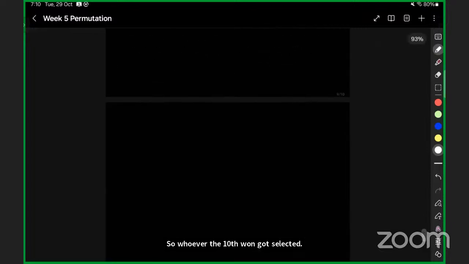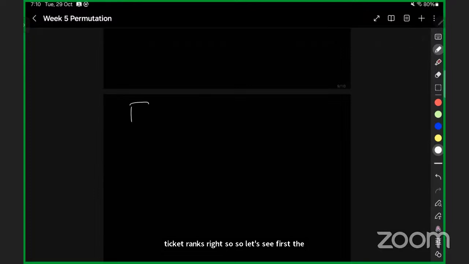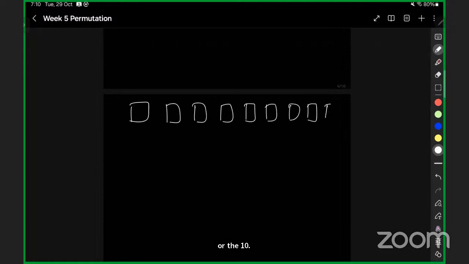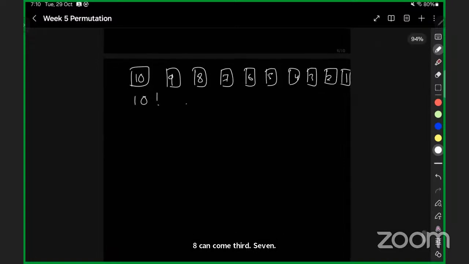So let's see first the 10 part. We had 10 students, so 10 positions are there and we have to rank them, right? So whoever the 10 students are, anyone can come first. Anyone can come second? No, whoever is left can come second, so 9 only. 8 can come third, then 7, 6, 5, 4, 3, 2, 1. So what is this? 10 factorial, right? This is arrangement. After choosing from the 30, you are ranking them.